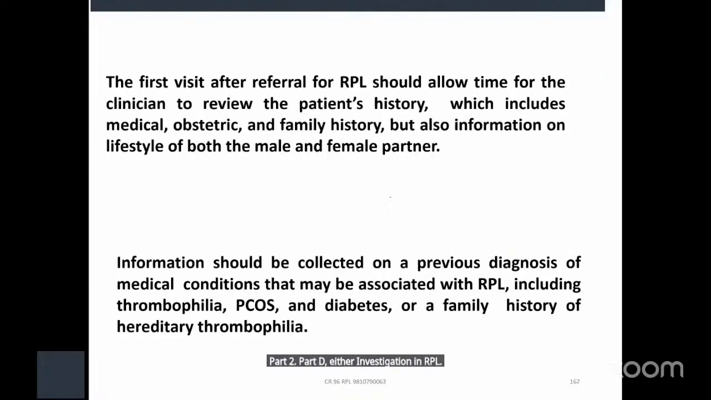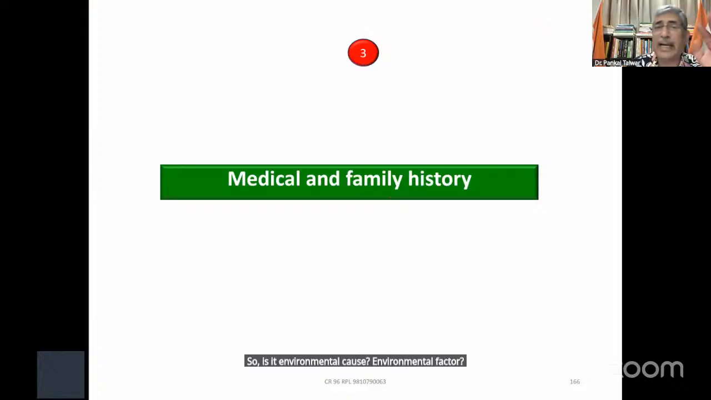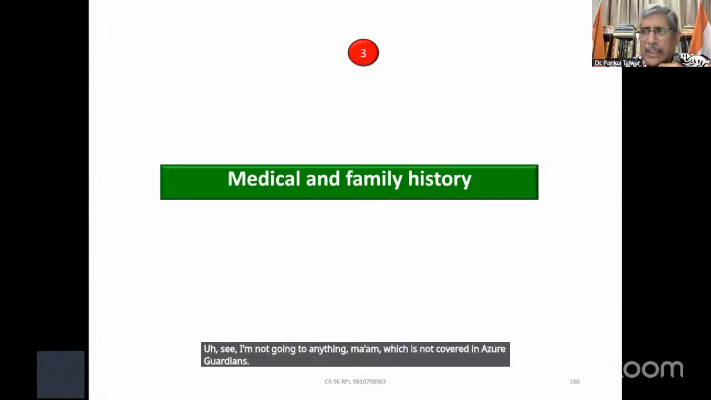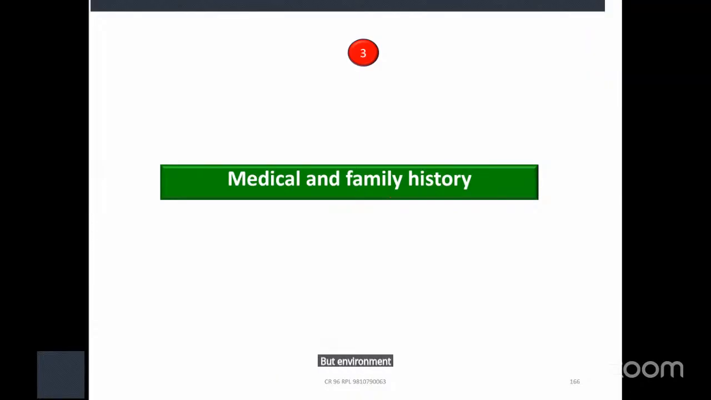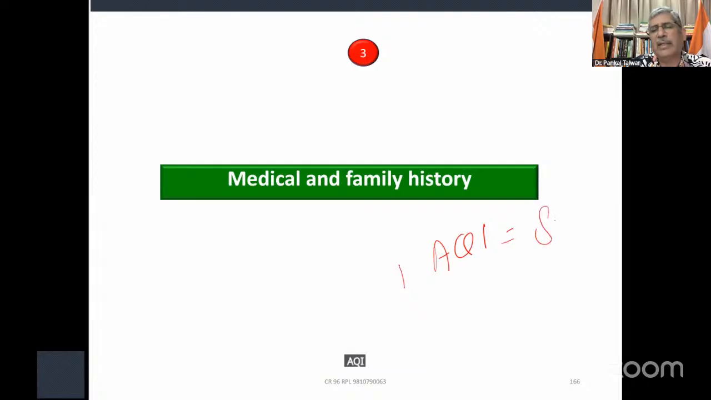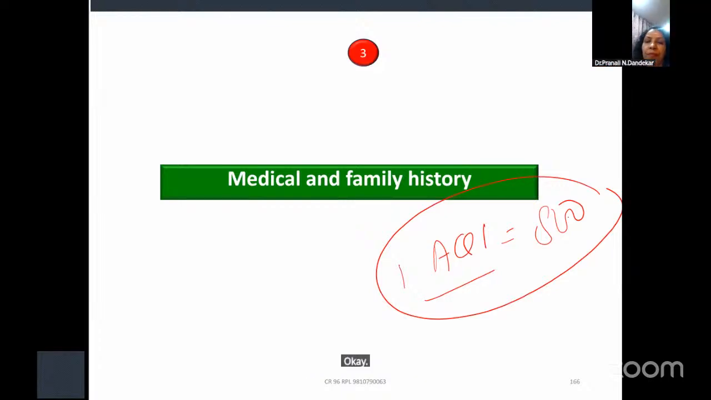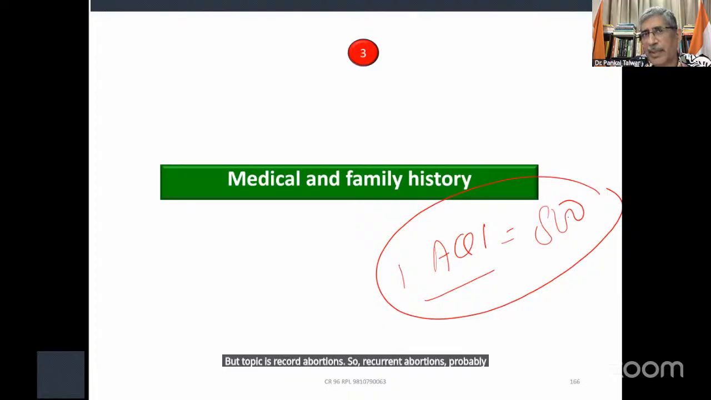Is there a medical and environmental cause, environmental factor? See, I'm not going to say anything, ma'am, which is not covered in ESHRE guidelines. But environment does cause. If somebody is staying in Delhi, when we have an AQI of 800, definitely preterm labor and abortions are known. Sir, the topic is recurrent abortions. So recurrent abortions, probably in some time, the way the world is burning, it will come up.